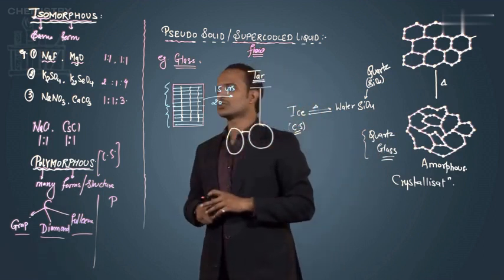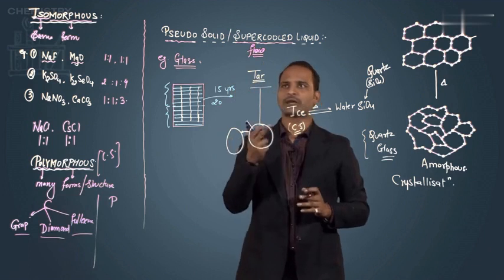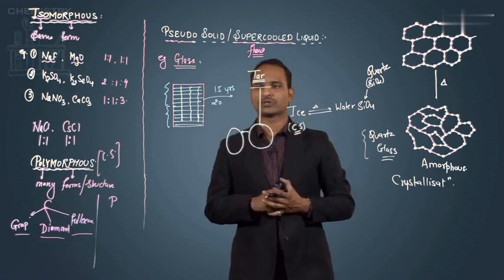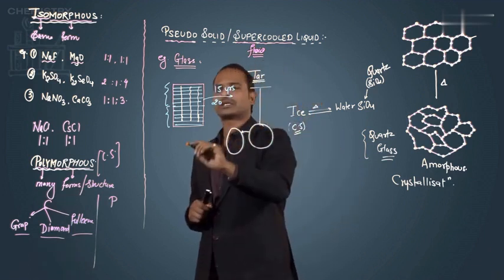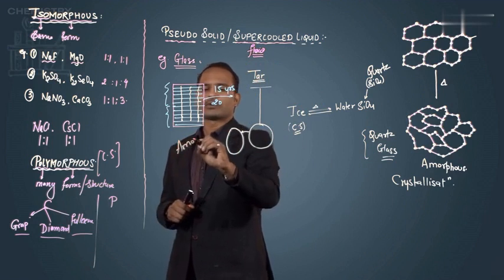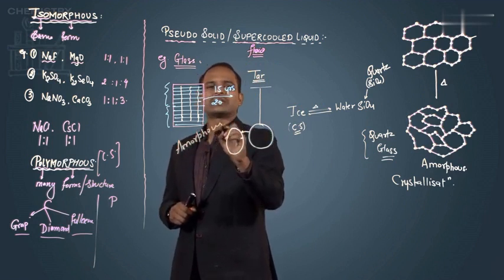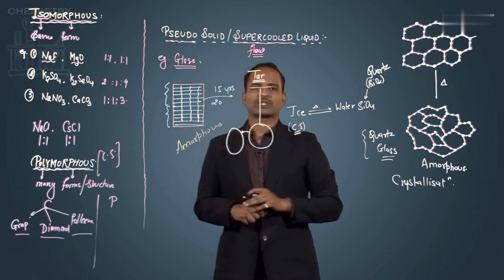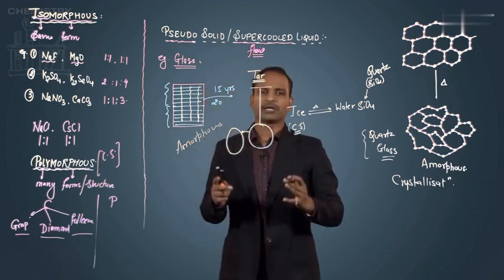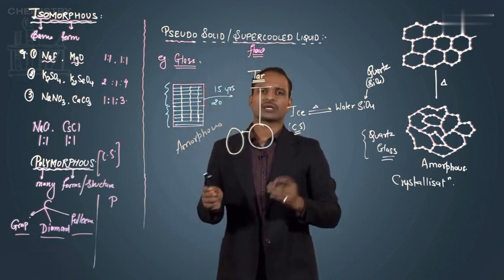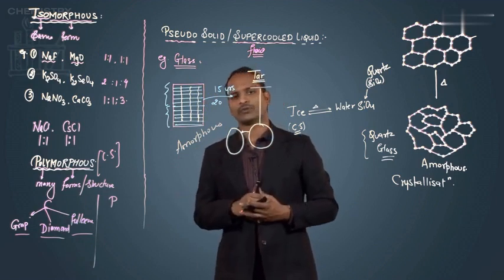So this is about isomorphous substances, polymorphous substances, and about pseudo solids or supercooled liquids. Keep in mind that an amorphous solid is an intermediate between the solid state and the liquid state, which possesses the main property of a solid, but in addition to that it has some properties of a liquid also.